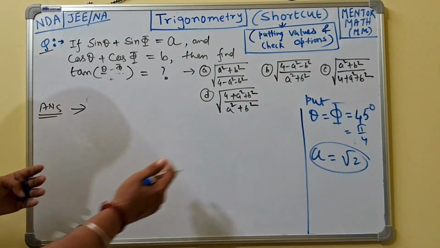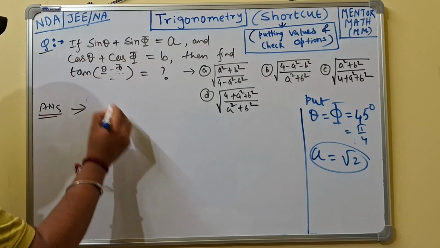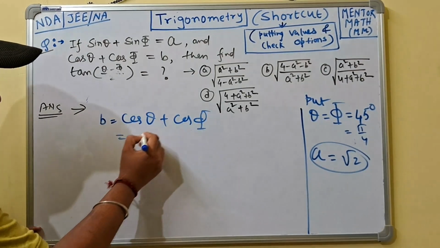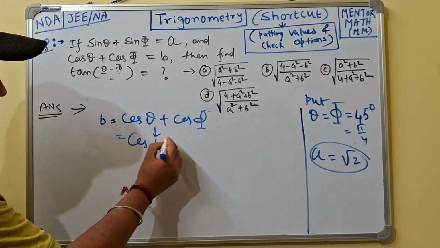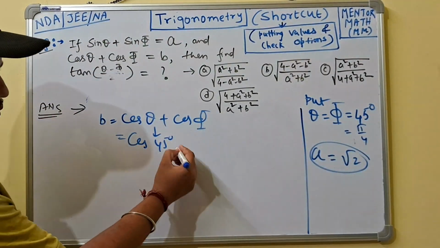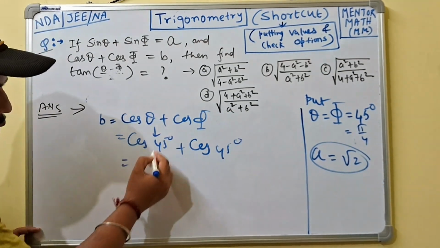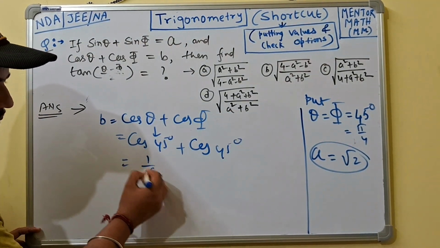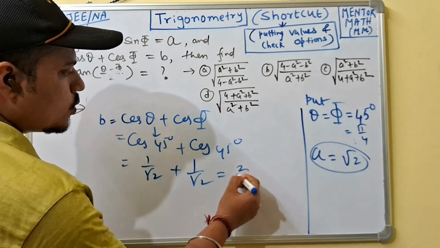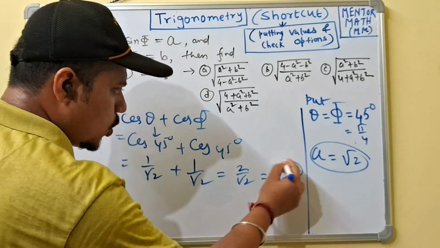Similarly, we can find the value of B. According to your question, B is equal to cos theta plus cos phi. Now theta is replaced by 45 degree; we already put theta and phi as 45. So substitute 45 here, plus cos phi, also substitute 45 here. So you get cos 45 equal to 1 by root 2, and you know that cos 45 is again 1 by root 2. So you get again 2 by root 2. That means, again with rationalization, the same way you get the value root 2.